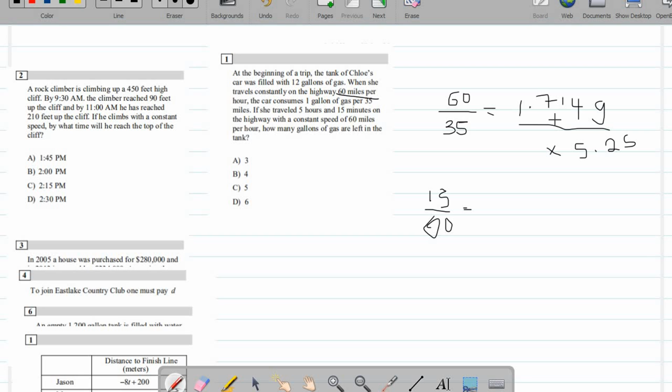So we're having 9. This 1.714 times 5.25 will give you 9 gallons. It's consumed 9 gallons, but there are initially 12 gallons in the tank, so we have 12 minus 9, which is 3 gallons. Let's move on to the next one.